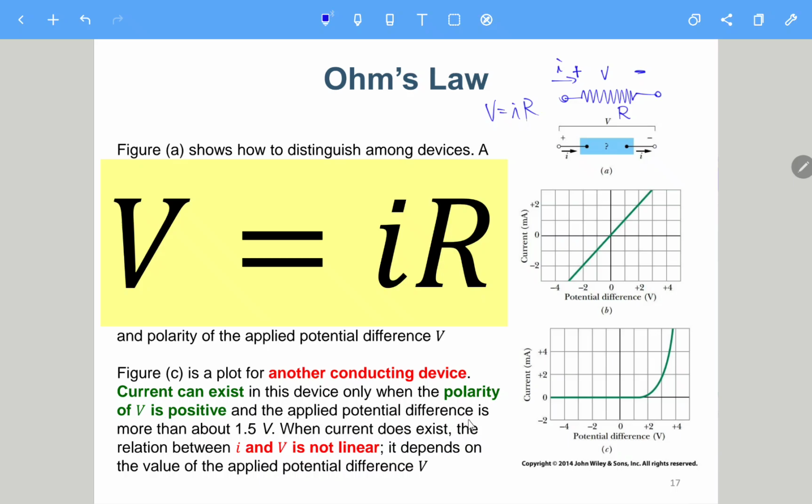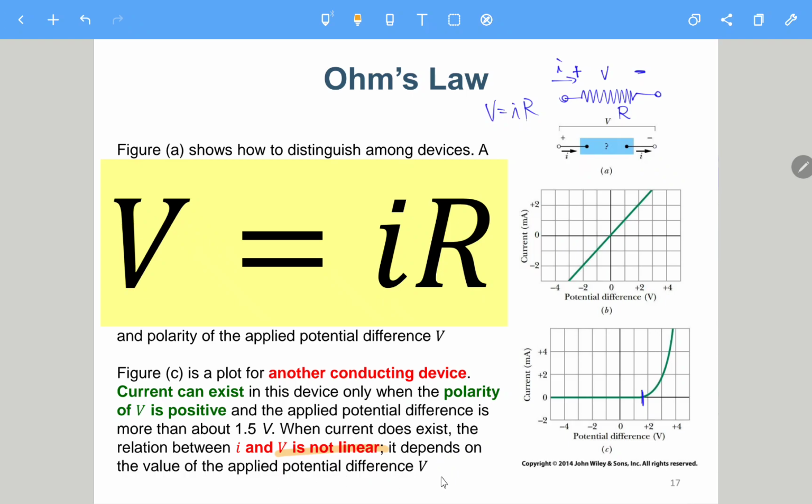Yeah, the applied potential difference is more than about 1.5 volt. Okay, so here, when the current does exist, the relationship between I and V is not linear. Okay, this is not linear. This is linear, like a straight line. It depends on the value of the applied potential difference V.